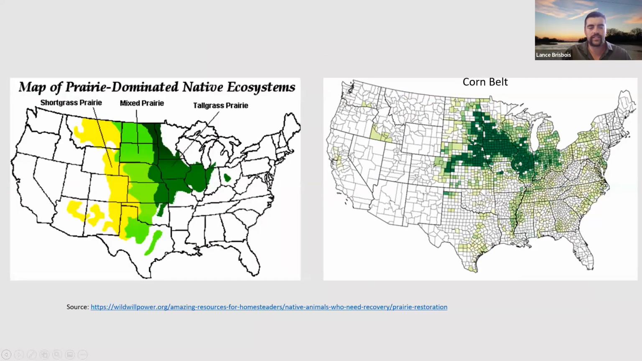This is, I think, an interesting visualization of the tallgrass prairie. So that darker green on the left is the tallgrass, and then west of there is the mixed prairies, and west of that is shortgrass. And then the right map is the corn belt. So it aligns pretty closely with what was the tallgrass prairie. And it's interesting because corn is a grass, so it kind of makes sense that tallgrass prairies made the best land for corn.